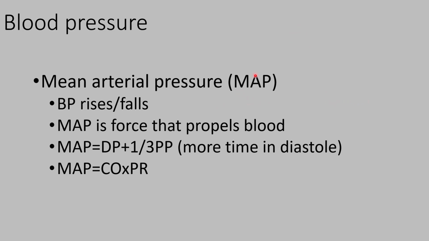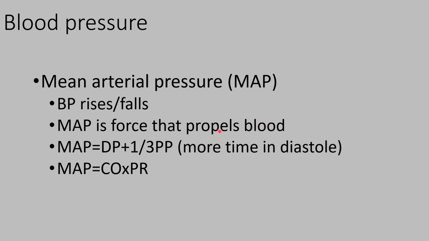But MAP is going to take that pressure and get what is essentially an average. Now, mean and average are not the same thing, but they are similar enough that we're going to use them interchangeably. So we will say mean arterial pressure is the average pressure in the vessels. MAP is the force that actually propels blood.